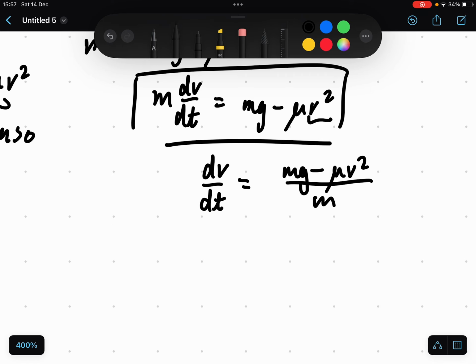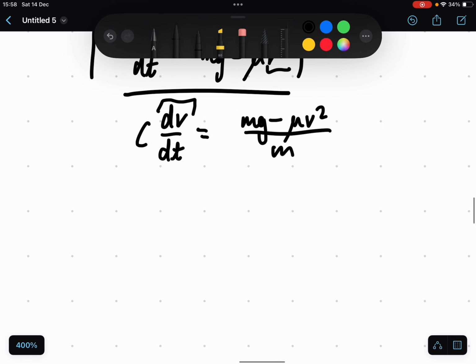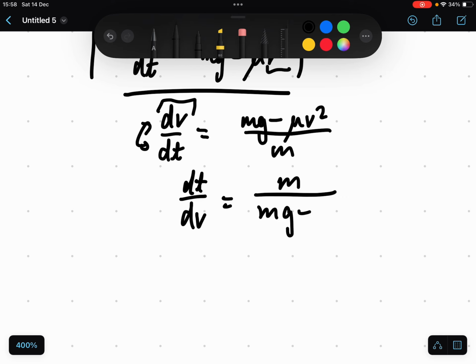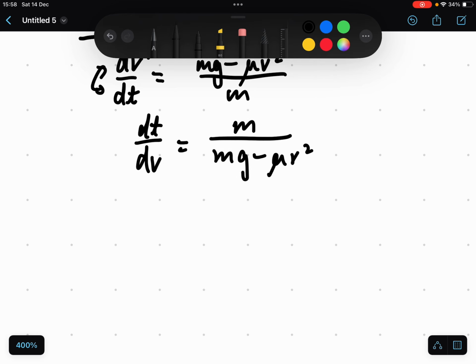So really what we do is, if we can get this in terms of v with respect to v, we could integrate it. Right, and we can. We can flip over this fraction, because this is really just a fraction. And we have to flip over the other side to get m over mg minus mu v squared. And there we go. We're left with this, and you can see we can integrate with respect to dv. We can get t equals the integral of that dv.